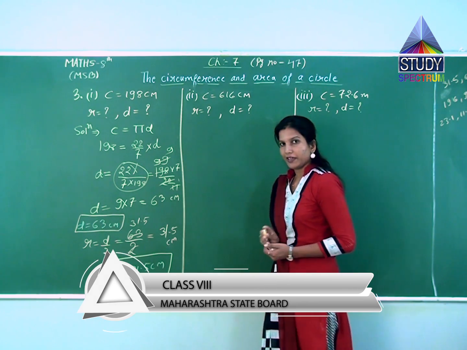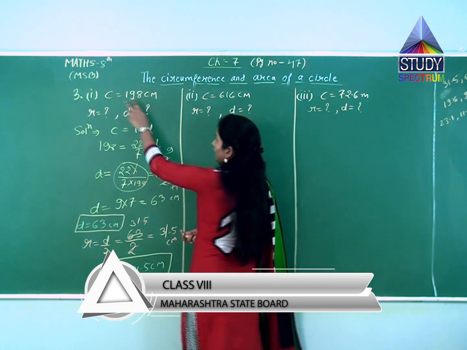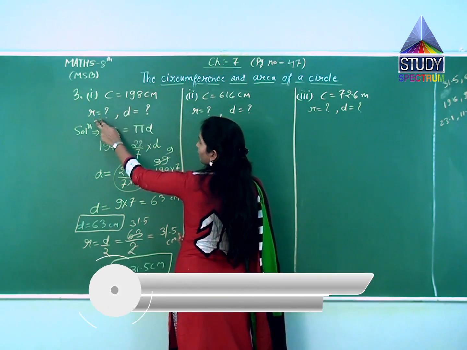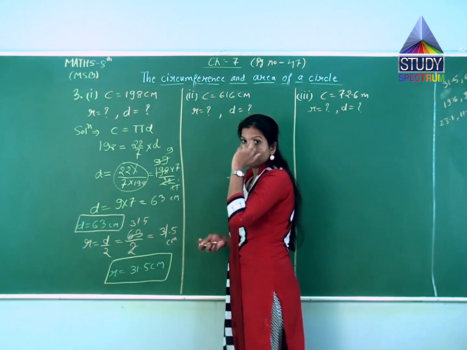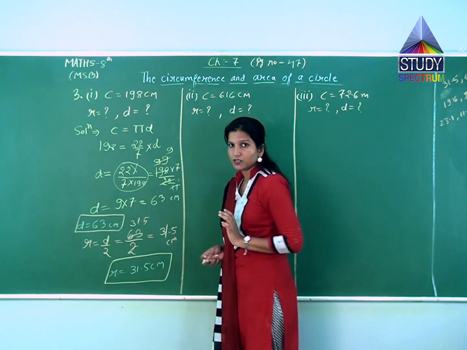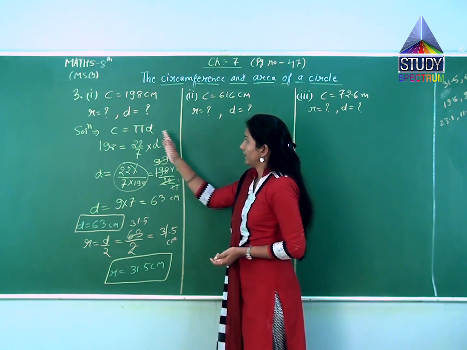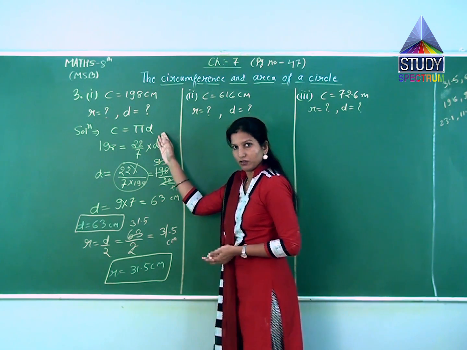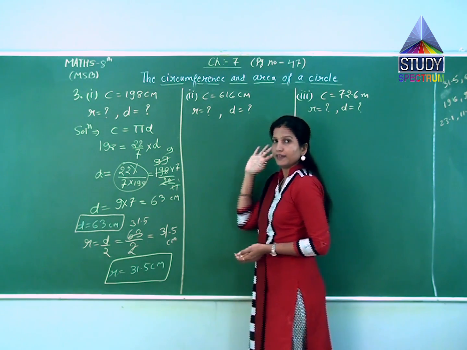Understood? What did we do? We were given the circumference. We have to find out the radius and diameter. First, we will apply the formula for circumference, that is C equals pi d. We can apply here C equals 2 pi r also. That we will do in the next part.